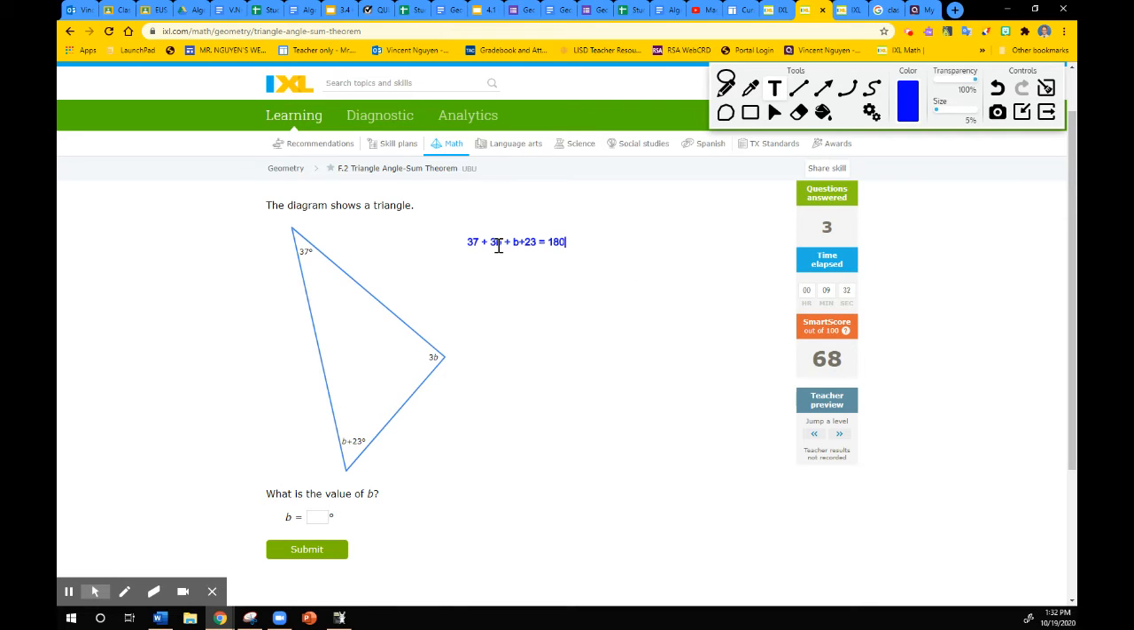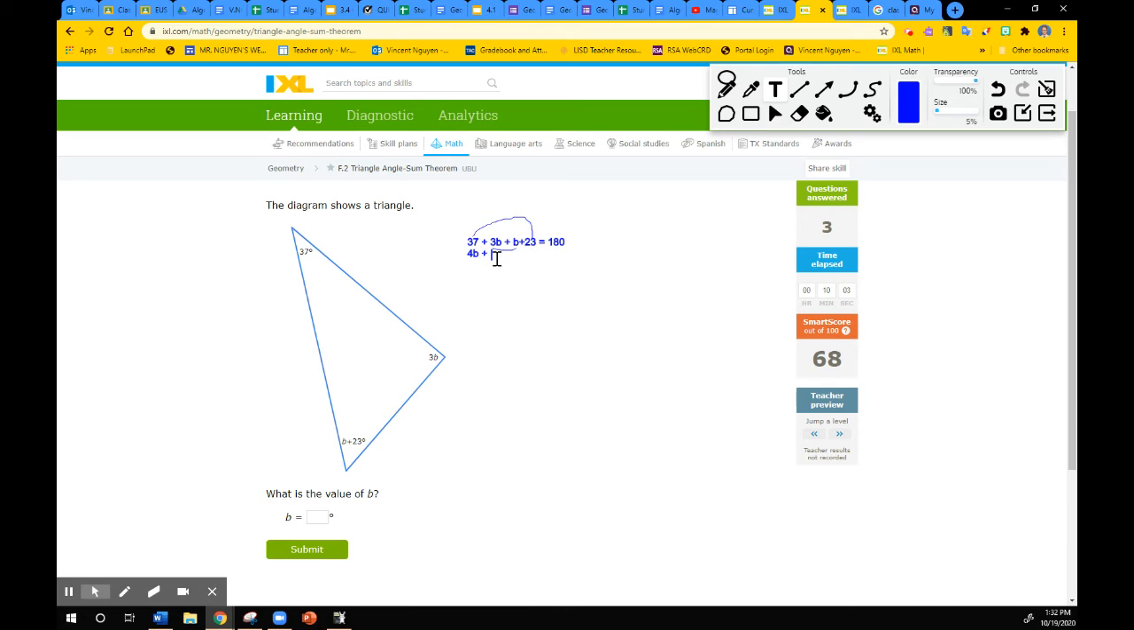So angle 1, angle 2, angle 3 is this binomial here. Now the next step, I'm going to combine like terms. Notice I have 3b and 1b, that's 4b. So I'm going to type in 4b plus, now I'm going to combine my numbers, so my constants. This one and this one together, right? This one plus that one give me 60, I believe. So I'm going to do plus 60 here.